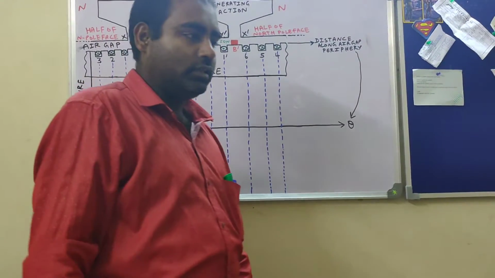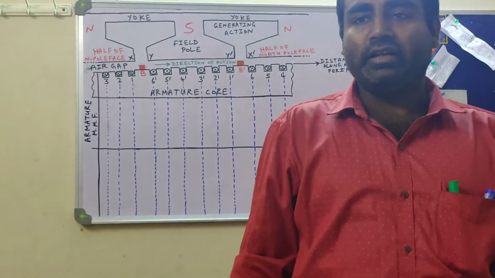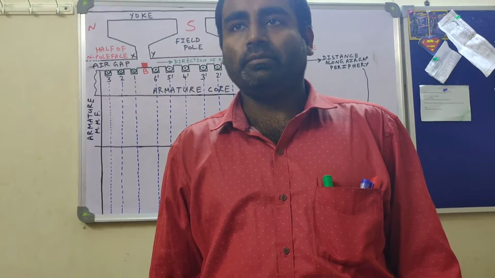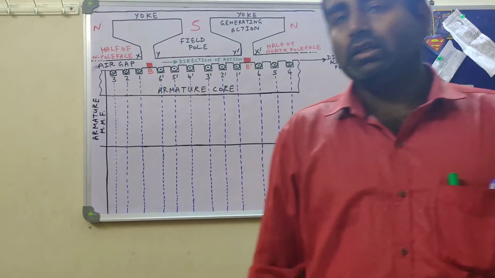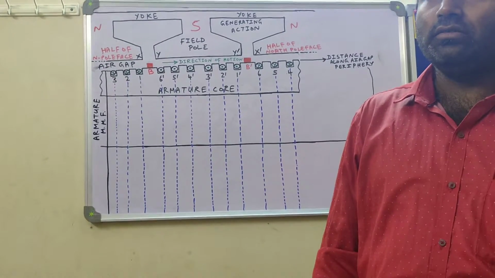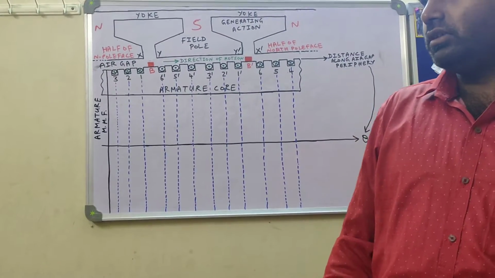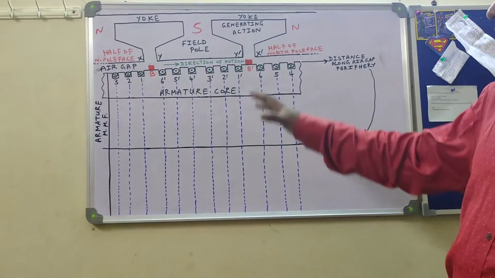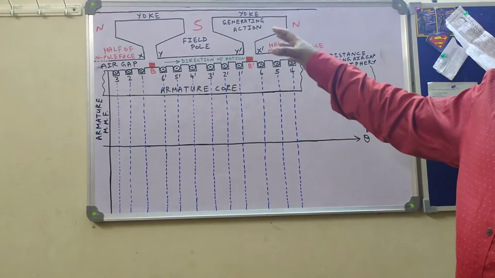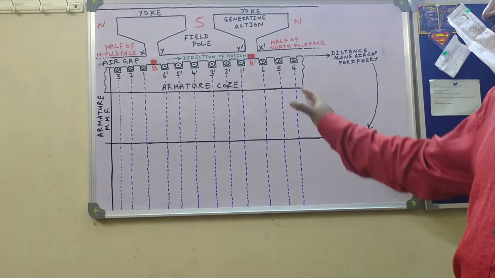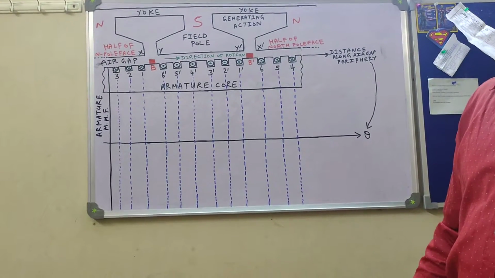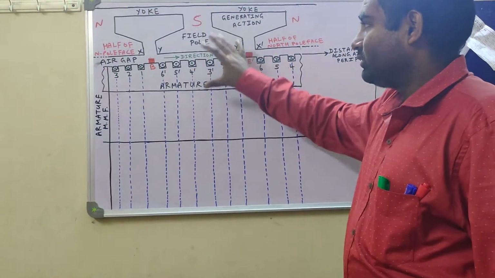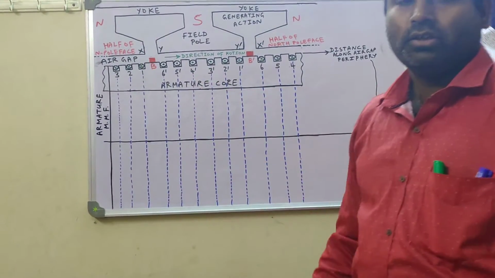As I was saying, we want to find the space distribution of armature MMF along the air gap periphery. We want to know what is the nature of MMF variation of armature MMF along the air gap periphery. For that, please refer to the earlier diagram which I have drawn and shown. After taking the developed view of the earlier diagram, you will get a view like this. So you can correlate.